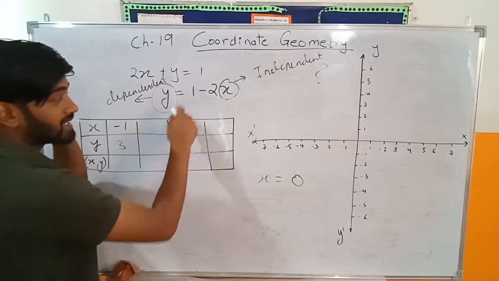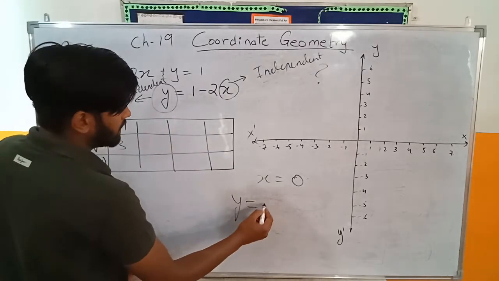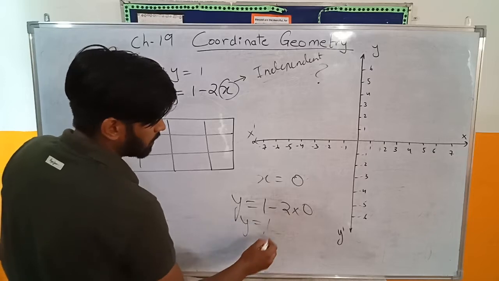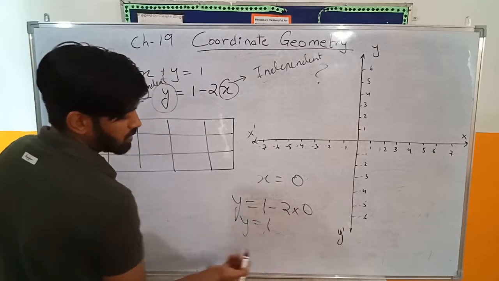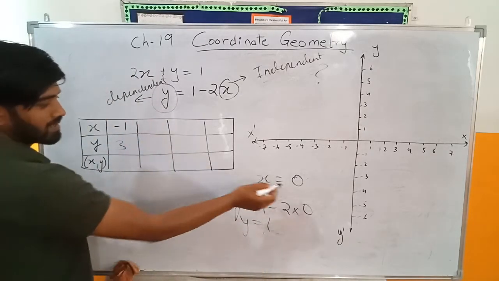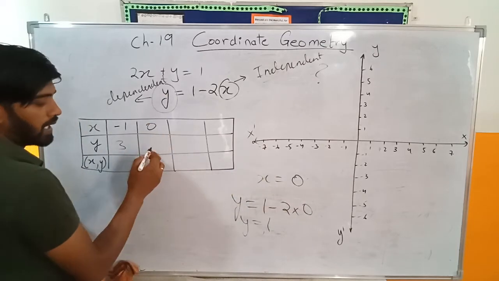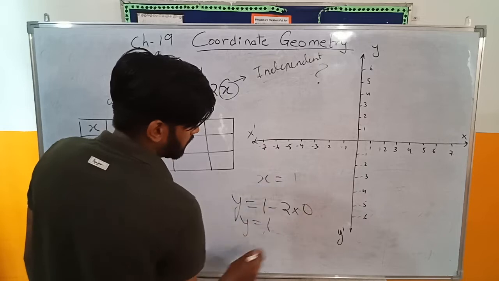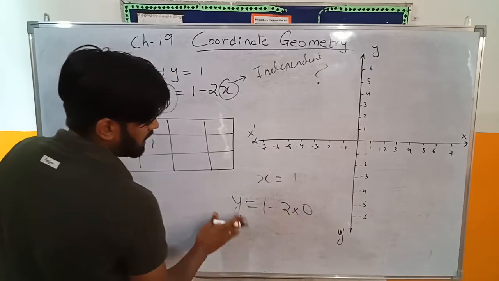So when I'm taking x equals 0, I'm going to find the value of y, that is y equals 1 minus 2 into 0, and y is equal to 1, because 2 into 0 is 0, so it's going to be 1. So if I take x equals 0, y will be 1. Let's take x equals 1. Okay, let's see what value comes.